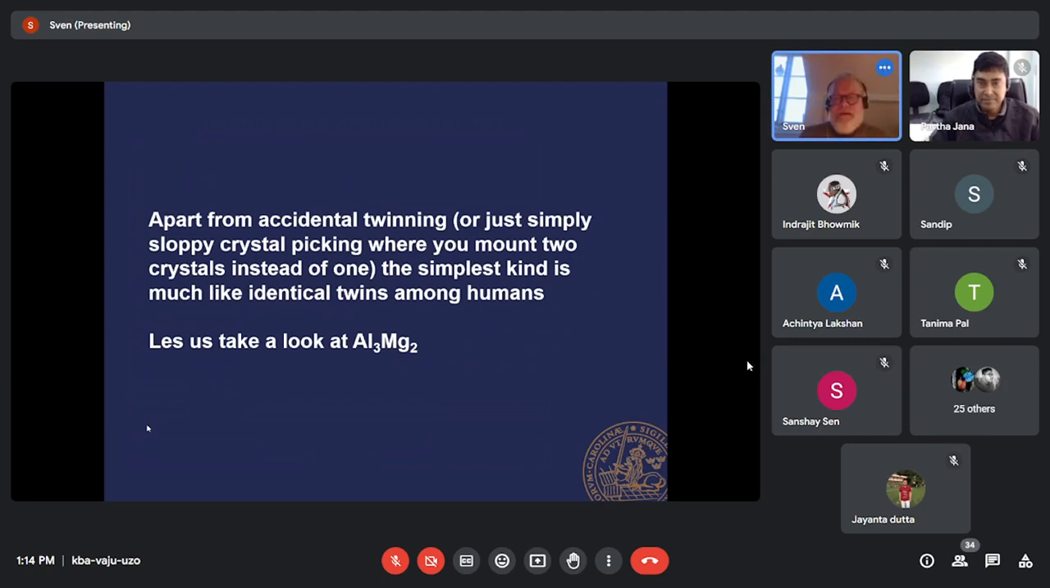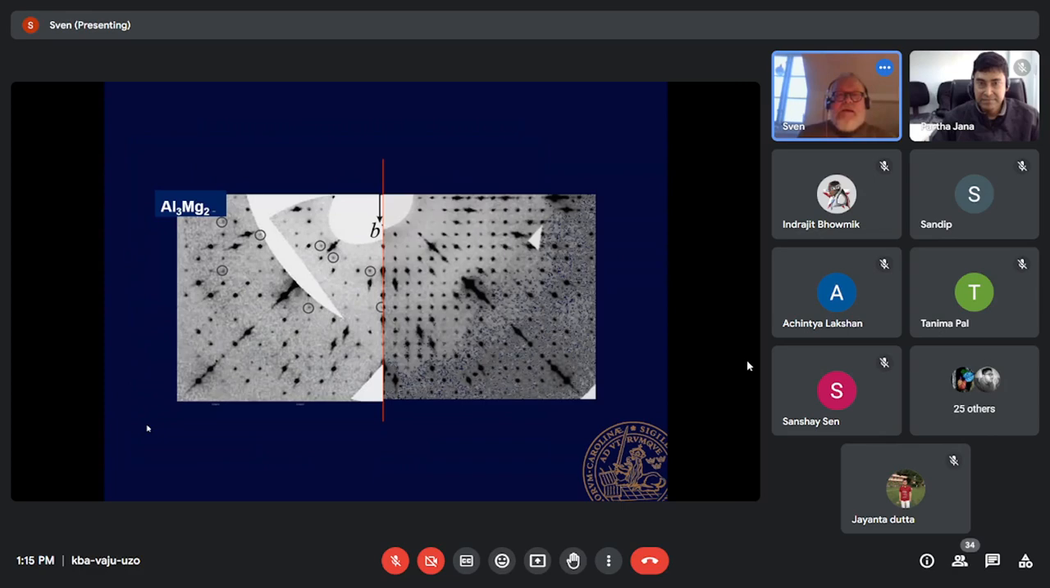So aluminum 3, magnesium 2. To the left, you have a newly grown crystal of Al3Mg2. This is a large cubic crystal. It's got a unit cell of about 30 angstroms, so huge. And the diffraction pattern to the left is very close to compatible with the space group Fd3m. However, the small dots encircled in black here are exceptions to that rule. So obviously something strange is going on here.